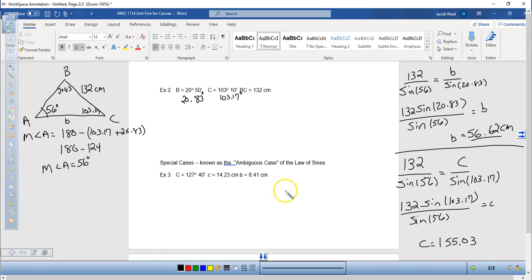Now I didn't do this with the last problem and I forgot. We need to check for geometric accuracy. So the largest angle is angle C, which means the largest side should be side C, which is the 155.03. And B, let's put him on here, is 56.62. So largest should be across from largest, and that works. Smallest should be across from smallest, and that works. And middle should be across from middle, and that works. So this is solved.